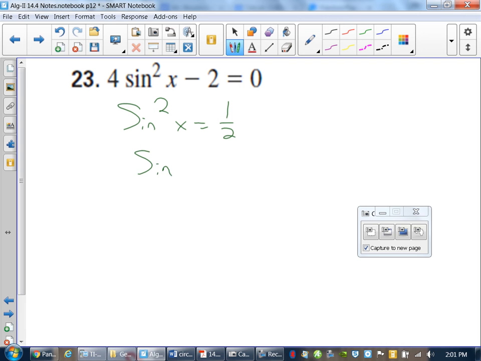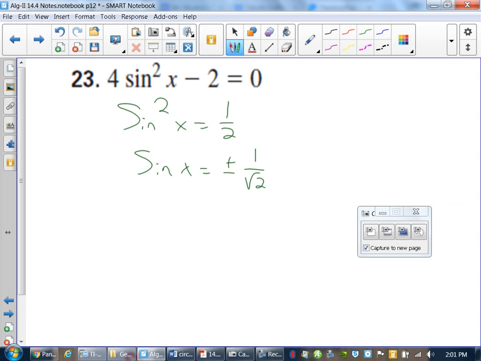Sine of x is plus or minus, I'm going to leave it as 1 over root 2. The reason why I'm leaving it as 1 over root 2 is because the next step would then allow me to write it as root 2 over 2. Are we okay with that? But by doing it this way, I'm leaving it in my unrationalized state.